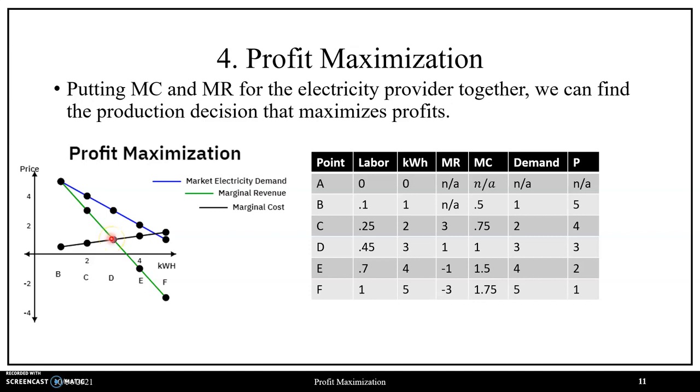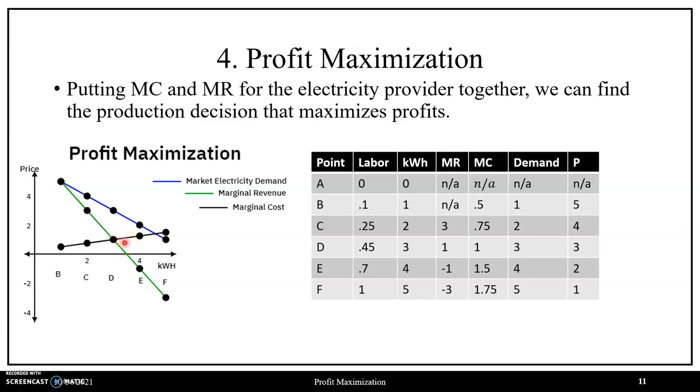Where at point D, marginal revenue is equal to marginal cost, at which point using additional amounts of labor to produce additional amounts of electricity corresponds to the amount of money flowing into the company equaling the amount of money flowing out of the company with this decision.